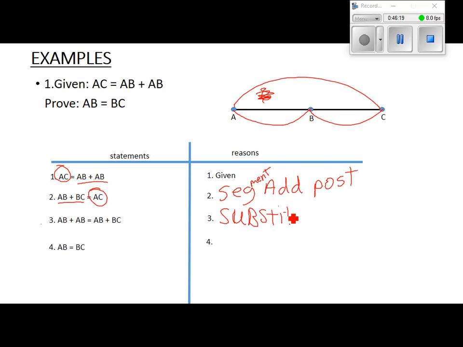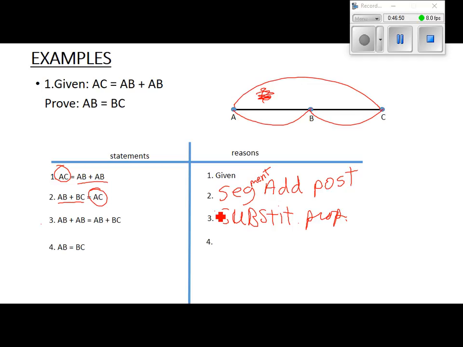Substitution property. Transitive property is a form of substitution. So anywhere that your answer is transitive property, your answer could also be substitution. But it doesn't work the other way around. Anywhere your answer is substitution, it doesn't necessarily have to be transitive property. It's a form of it. So you'll probably never see me write transitive property because I usually just write substitution, because I know that fits all of it.